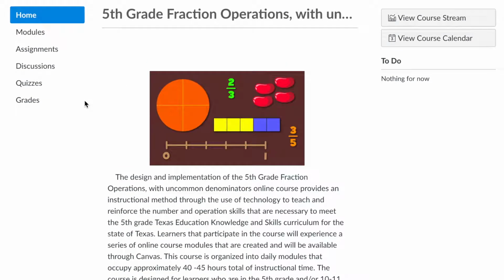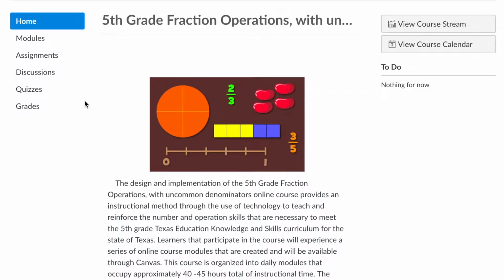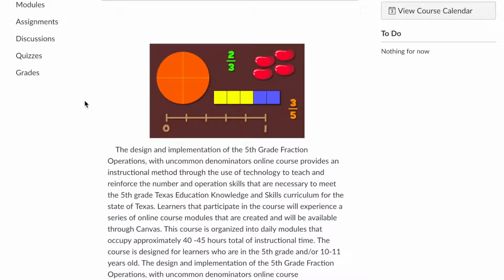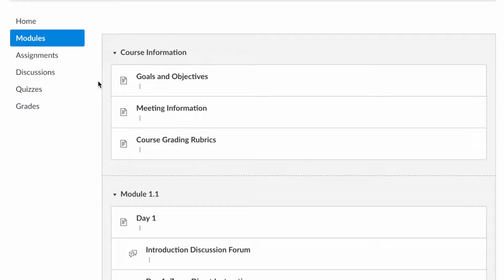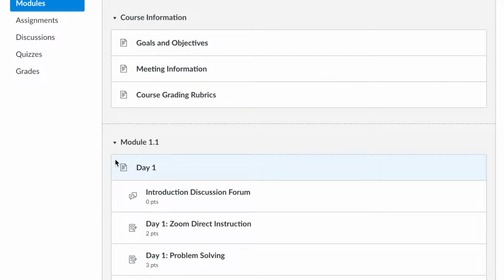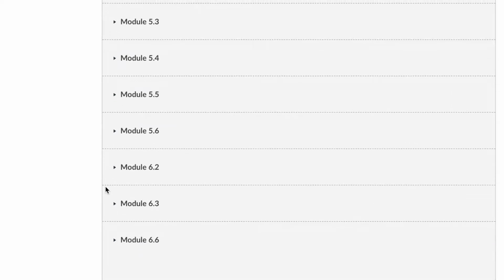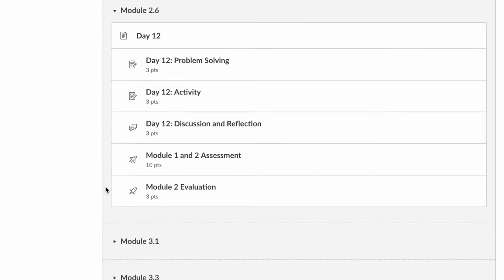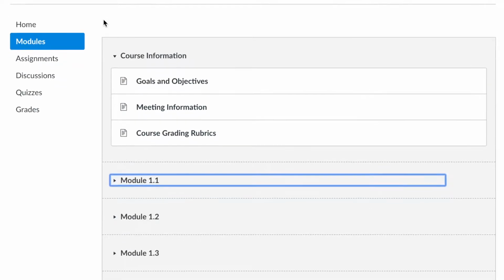So far for my course, I have created the introduction page or the home page, and I do plan on adding headings or subheadings into this section to make the information easier to read. Then what is next is I've created the modules. There are daily modules that do encompass the entire time span of the course, which is about 36 days, about a month.